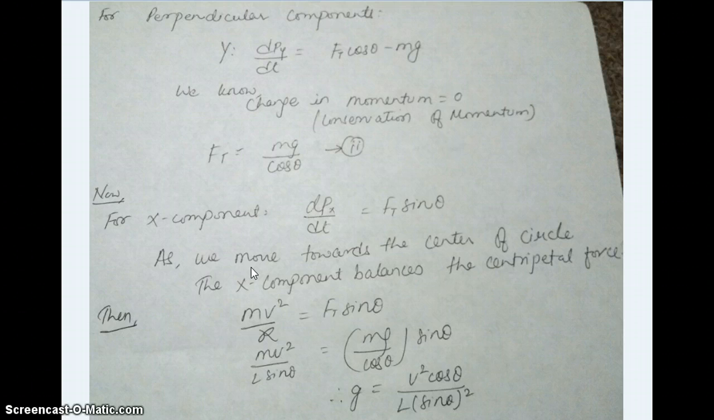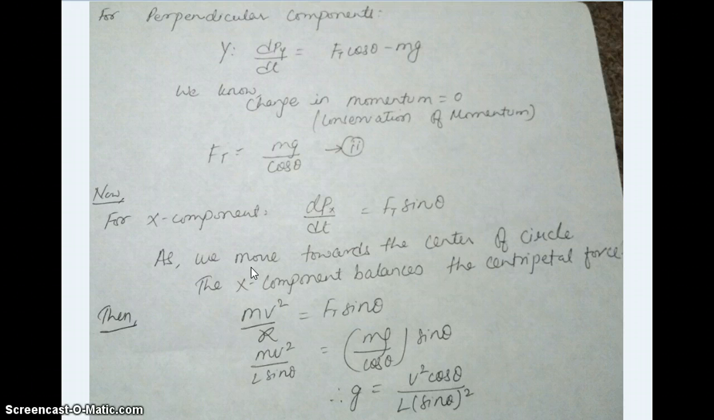For the perpendicular components, there is the y component, and the y component, as we have already stated before, is given by Ft cos theta, which is the resultant of the tension of the string towards the y-axis, minus mg, since mg is a weight acting towards the negative y-axis, and to balance that we have to subtract that weight. We know that the change in momentum is equal to 0 in the vertical direction. So from that we get Ft equals mg over cos theta. We call that equation 2.